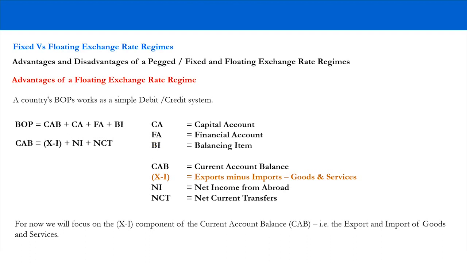Let's focus for the moment on the current account balance and the specific component of the current account balance, which is the exports minus imports, X minus I component. So net exports or imports. As I said, we're going to look at this in a lot more detail when we get to our systematic process, which is much further in the video series.